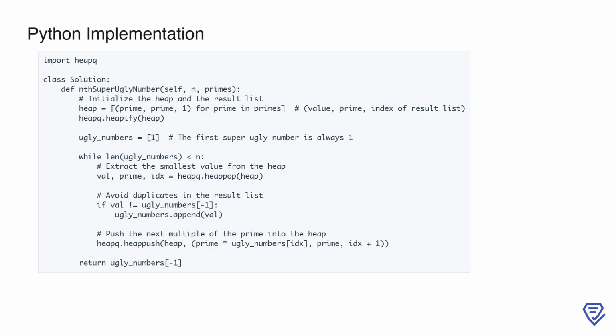This algorithm ensures efficiency by leveraging the heap to always extract the smallest value and avoids recomputation of already processed values. The overall complexity is O(n * log k), where n is the desired position and k is the number of primes. This is much faster than a brute force approach for larger inputs.